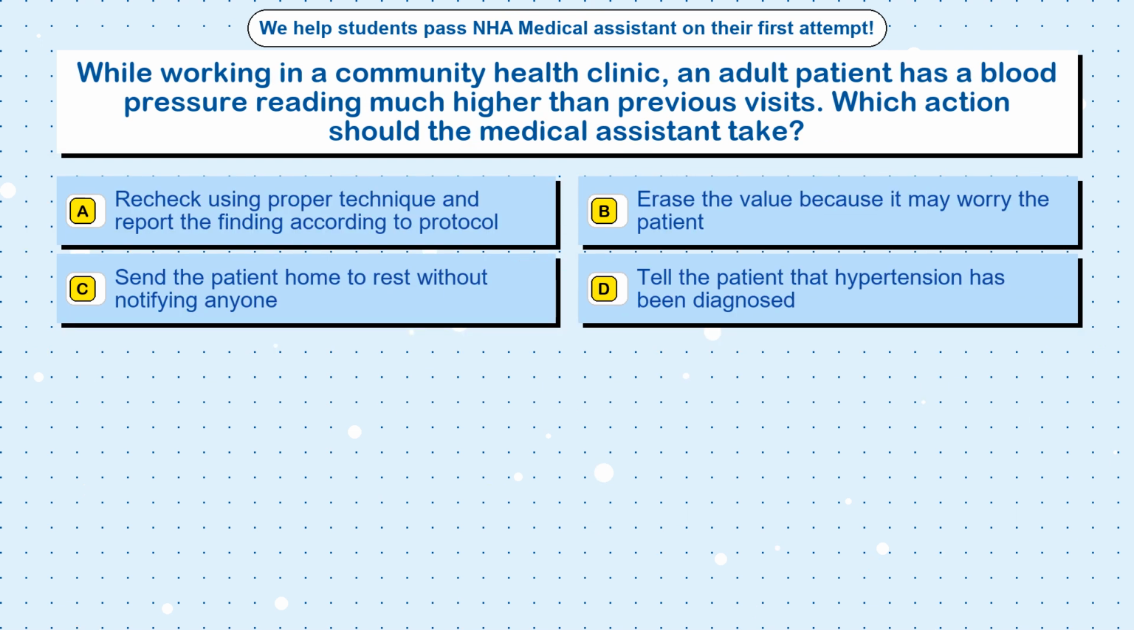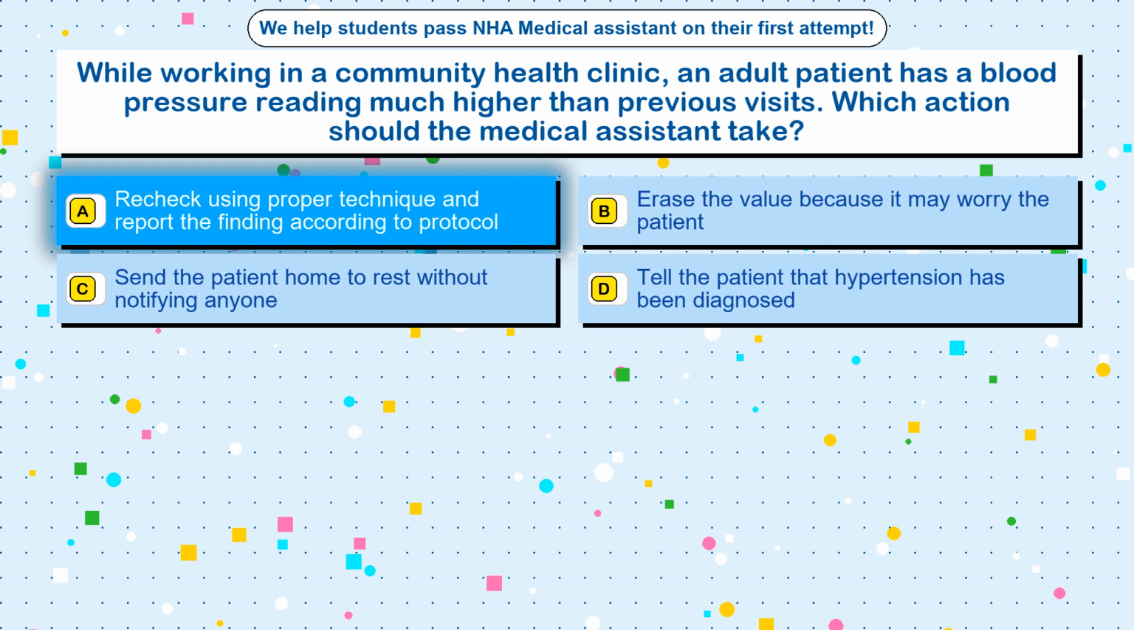Question 21. While working in a community health clinic, an adult patient has a blood pressure reading much higher than previous visits. Which action should the medical assistant take? Option A, recheck using proper technique and report the finding according to protocol. Option B, erase the value because it may worry the patient. Option C, send the patient home to rest without notifying anyone. Option D, tell the patient that hypertension has been diagnosed.